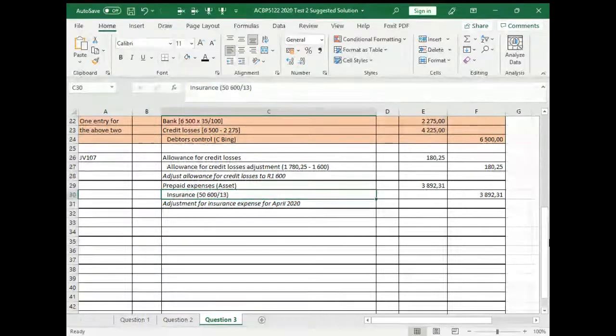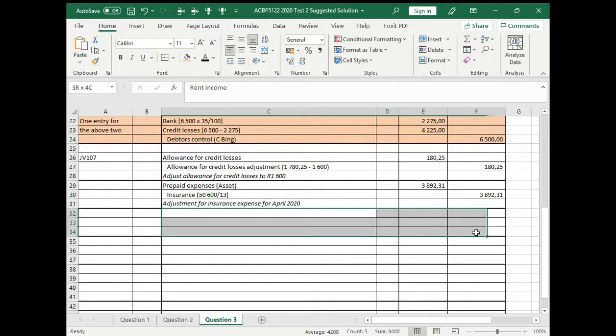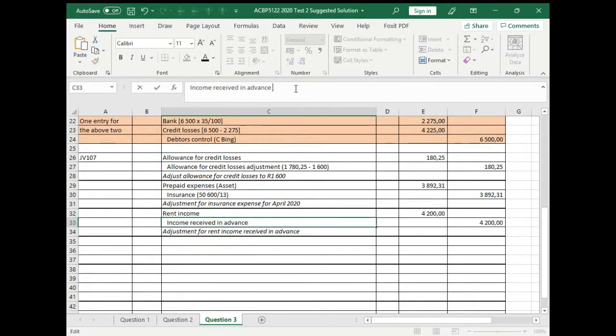Number 7 is the rent income, which we received in advance. So it means our rent income amount in our TB is more than it should be. So we reduce it. Normally we credit rent income, but now we have to debit it to reduce it. And then we credit the income received in advance, which is a liability account. Okay, so that's that entry.